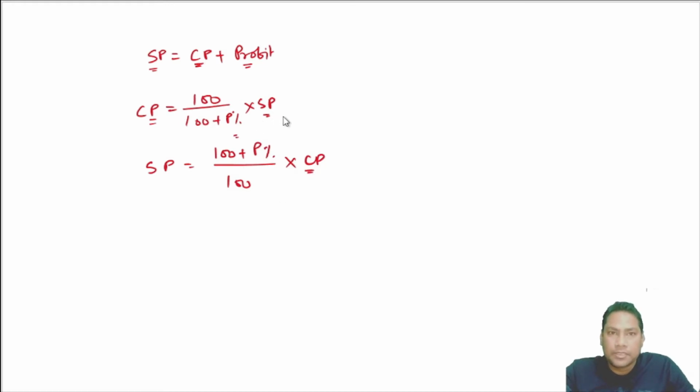If in the question they have given the loss percentage, we can calculate the amount of cost price as 100 divided by 100 minus loss percentage, into selling price. So friend, if the question has given a loss percentage, we will subtract the loss percentage from 100.